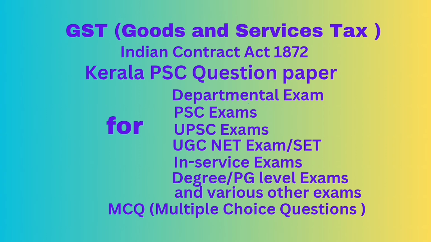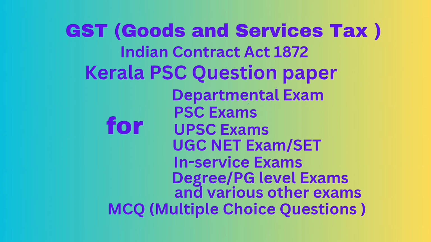Option A, only B2B supplies. Option B, only B2C supplies. Option C, both A and B. Option D, only B2C supplies below rupees 5 lakhs each. Correct answer, both A and B. That is, only B2B supplies and only B2C supplies. Then question number 30. Sahaj quarterly returns is for small taxpayers having only B2C suppliers.